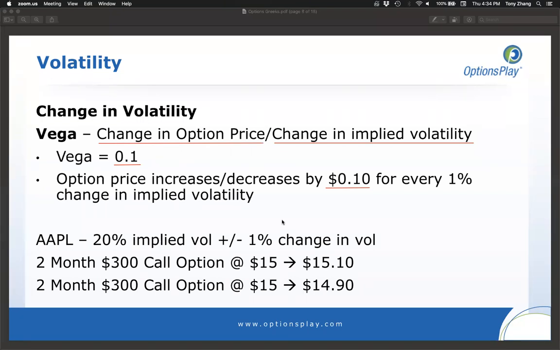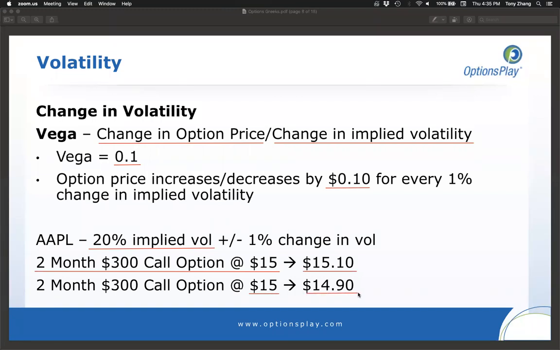but let's say that call option that we bought on Apple, the 2-month $300 call option that we paid $15 for, let's say at that time, Apple was trading at a 20% implied vol, right? So again, some of you may have heard of, vol is cheap, vol is expensive. So if 20% vol on Apple is really cheap and you think it's going to move higher, then if vol moves from 20 to 21%, what that means is that your option price will increase from $15 to $15.10. Or if volatility decreases by 1%, your option will be worth $15 down to $14.90.